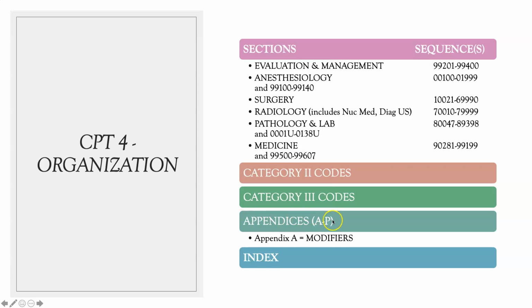You don't need to memorize them. However, the appendix that you will look at the most is Appendix A, modifiers. And we're going to talk about modifiers in a little while. But just make sure that you know that there are these appendices and in general what they could cover, and that Appendix A is modifiers. That will help you tremendously. And then the last section of the book, as I said, is the index. So you've got the index here that you can go to, and then you'll go back to your sections.